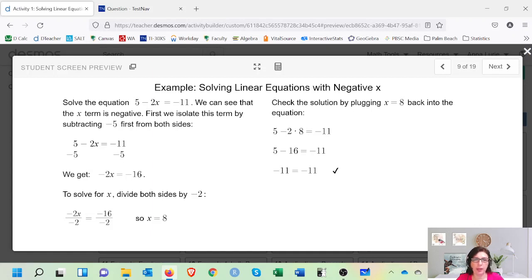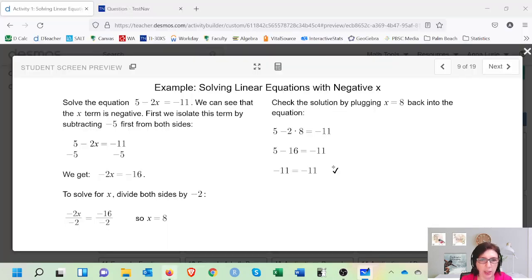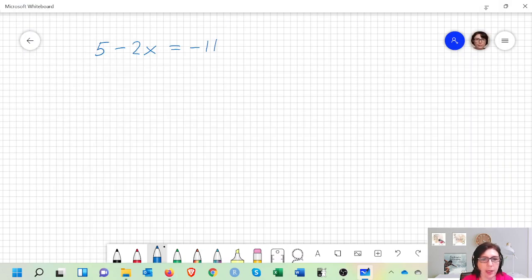Okay, guys. In our next example, we're going to take a look at solving an equation that has a negative in front of the x term, and we'll see how to handle that. Okay, so let's say I have an equation that looks like this: 5 minus 2x equals negative 11, right? So the difference is that the x term has a minus in front of it. So what are we going to do with that?